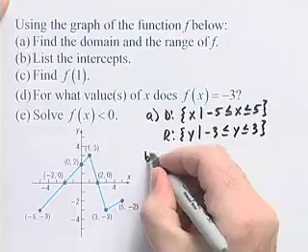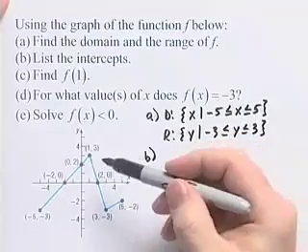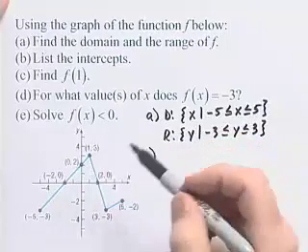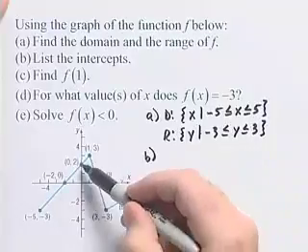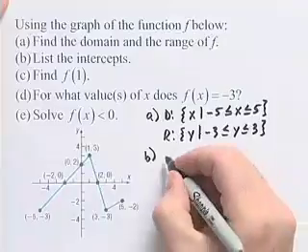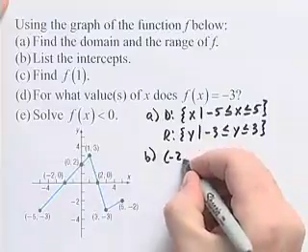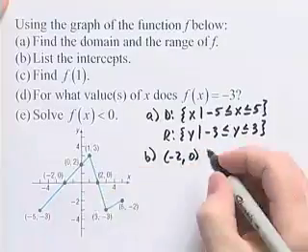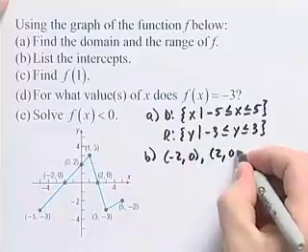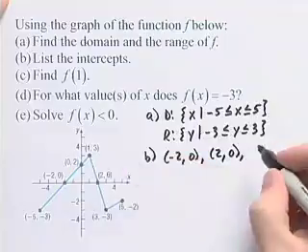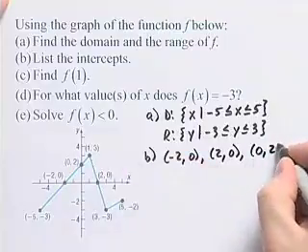For part B, we want to list the intercepts. The intercepts are at points where the graph crosses an axis. So we have 3. You see that it crosses the x-axis at 2 points, and we cross the y-axis at 1 point. So our intercepts are -2, 0. That's an x-intercept. The other x-intercept will be +2, 0. And then we have a y-intercept, 0, 2.